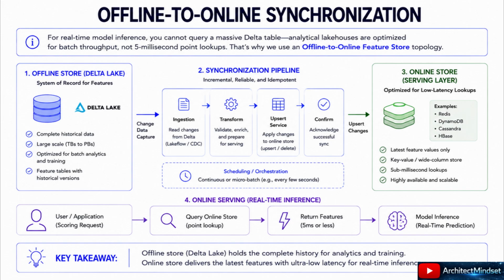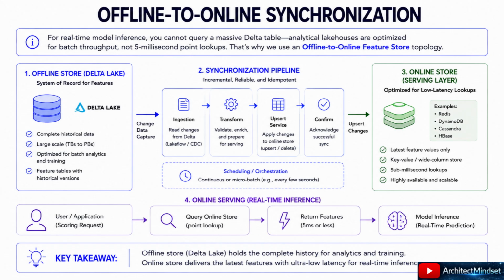But once the model moves into production, the serving system needs those same feature definitions available with very low latency. For real-time model inference, you cannot query a massive Delta table. Analytical lakehouses are optimized for batch throughput, not 5 millisecond lookups. And that is why we use an offline to online feature store topology.